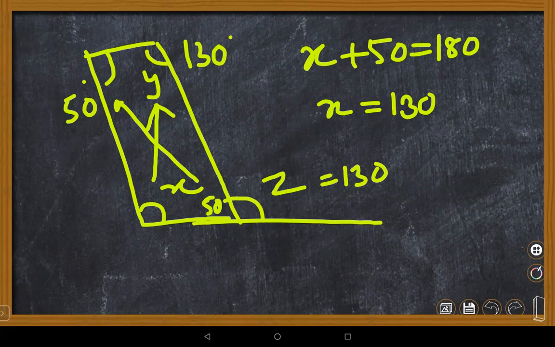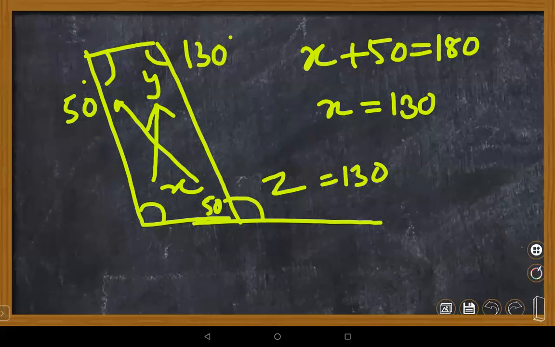A student said, ma'am, X and Z are corresponding angles, so corresponding angles are also equal. Very good. X and Z are corresponding angles. They both are equal. Any property, but you need to write.